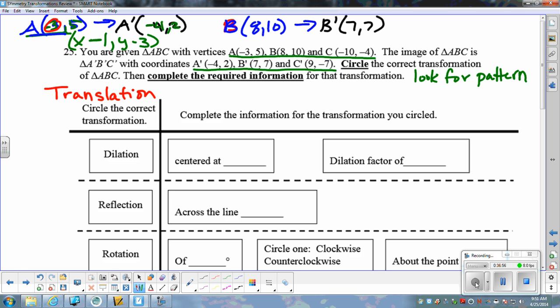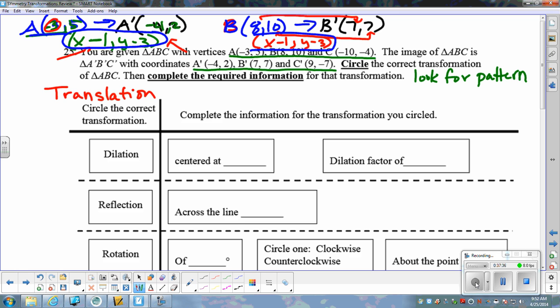So I want to see what have I done. Well, I have gone from negative 3 to negative 4, which means I have subtracted 1, and then from 5 to 2, I have gone down 3. Now, to make certain, I need to check it against the other points as well. I'm going to do 2 points, but it's always most helpful if you use all 3 points. So if I'm going from 8 to 7, what am I doing? I am subtracting 1 from the x value. And to go from 10 to 7, I am subtracting 3 from the y value. So I see that yes, this is the same as the first one.